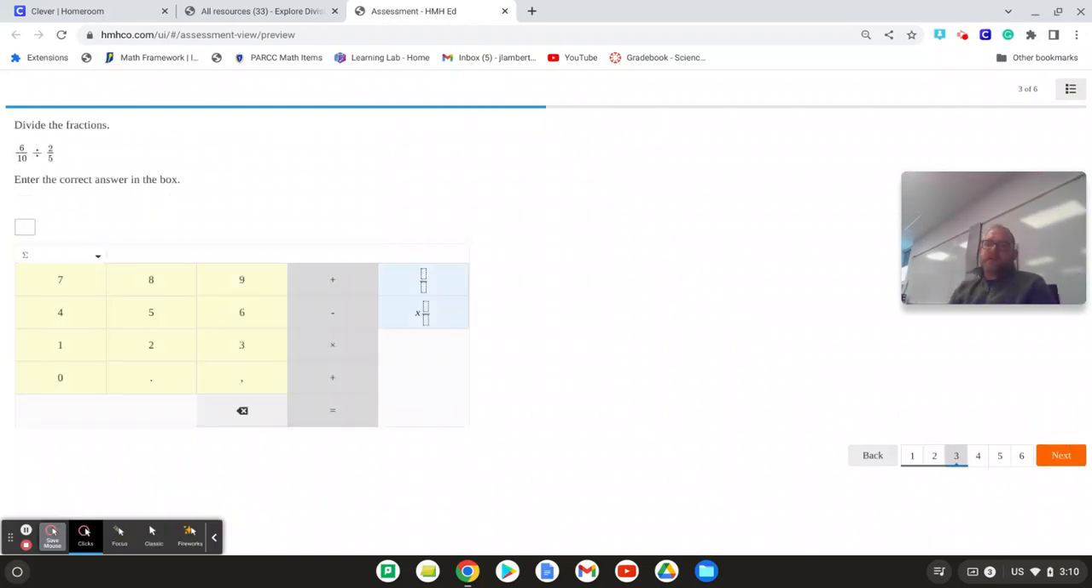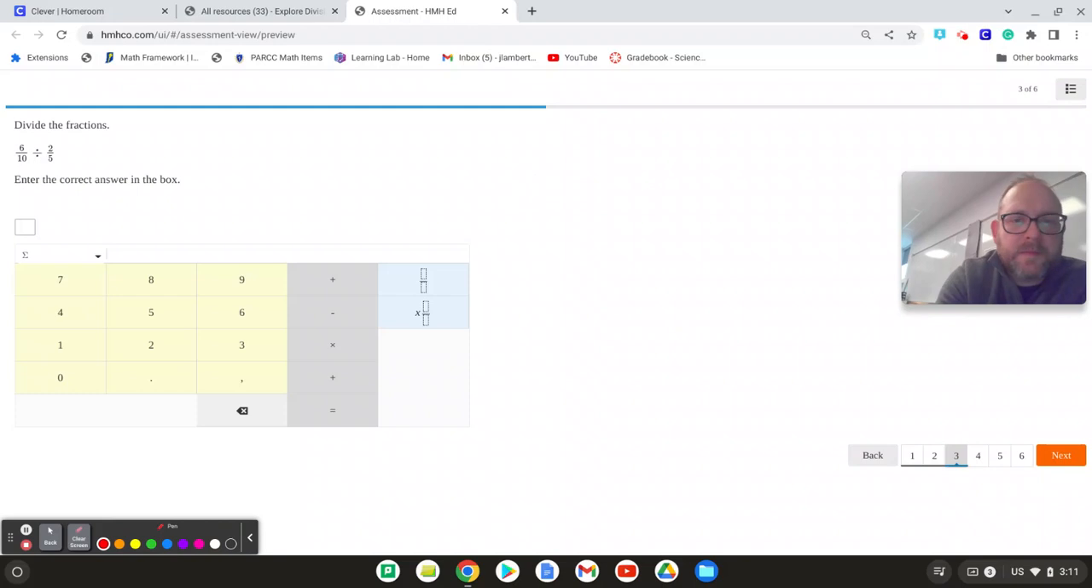So for these final ones, you don't have to worry about figuring out any part of a problem. You just got to answer these. So let's do the first one together. Instead of using the multiplicative inverse, I'm going to do the other way that they showed you in this unit. So to divide the fractions again, I can take my 6/10 and divide it by 2/5, right?